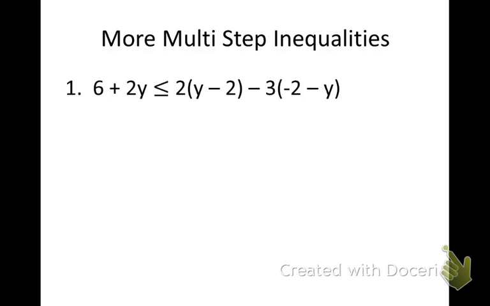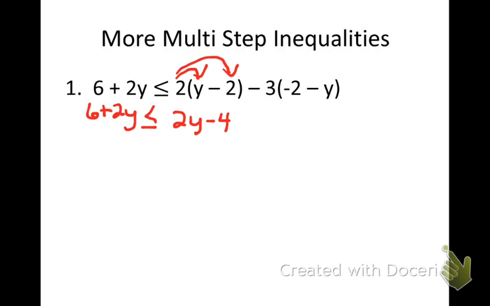So now we're going to solve some more inequalities. They're going to be maybe a little harder this time, maybe more steps to them. So on this side there's nothing we can do, so we write 6 plus 2y less than or equal to. Over here we can distribute. We get 2y minus 4. Remember, taking the 2 times everything inside the parentheses.